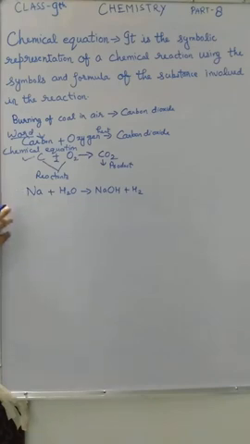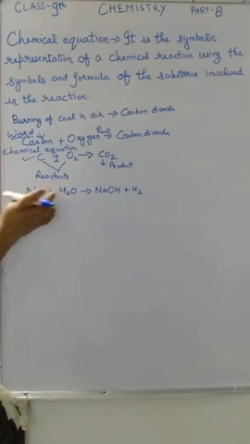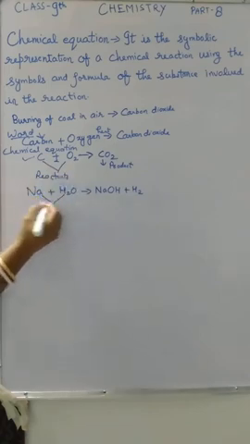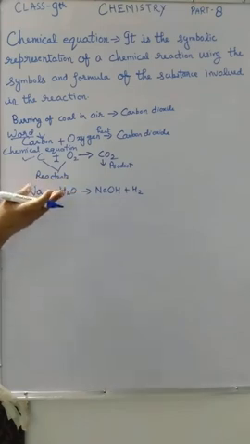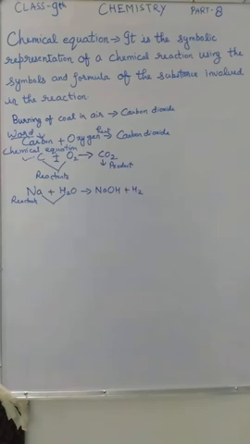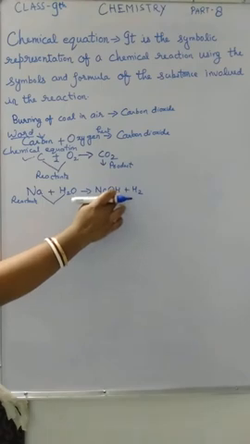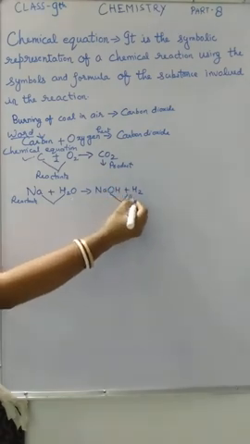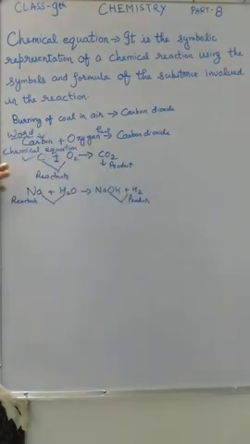A chemical equation tells us what substances are involved in a given reaction. So in this reaction you can see sodium and water, both substances are involved, so they are called reactants. I told you that reactants you always write on the left hand side. And what are the substances formed as a result? They are called products, and products you always write on the right hand side. So this is an example of a chemical equation.